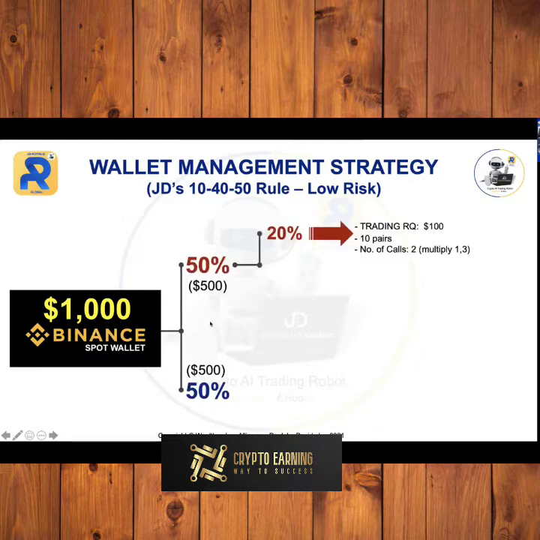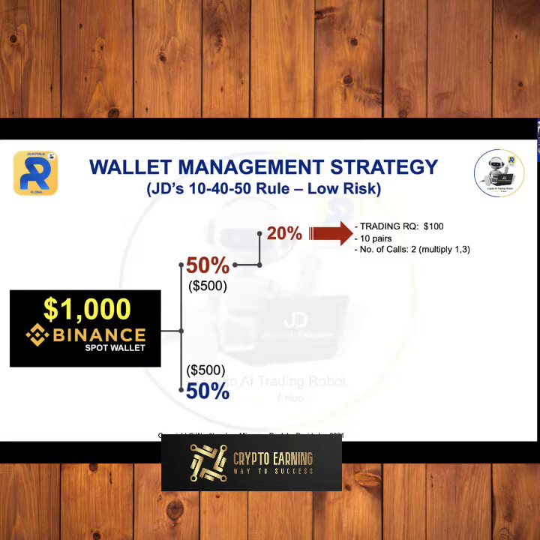All right, 50-50. Now, the first 50%, which is $500, from that $500, 20% will be allocated for the trading. So now 20% of $500 will be $100. Now, $100, if each of the pair is $10, I can open how many pairs? 10 pairs or 10 different currencies.